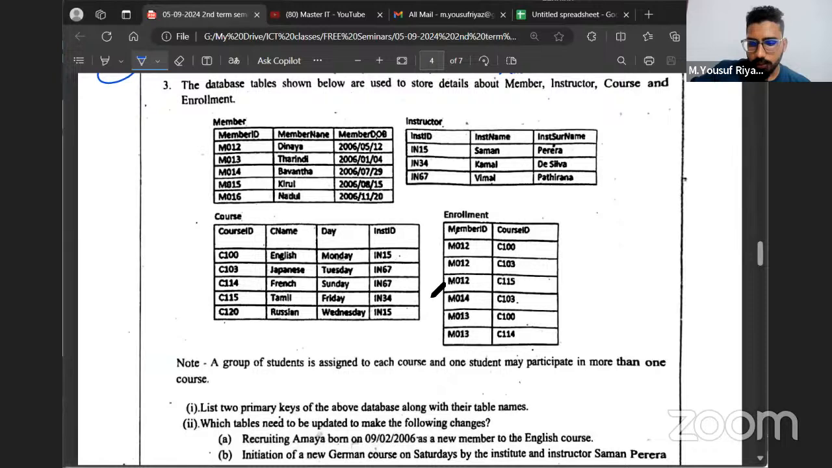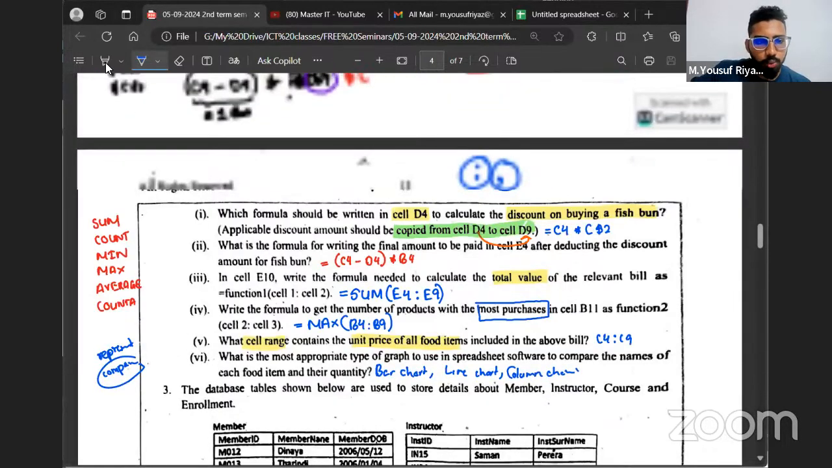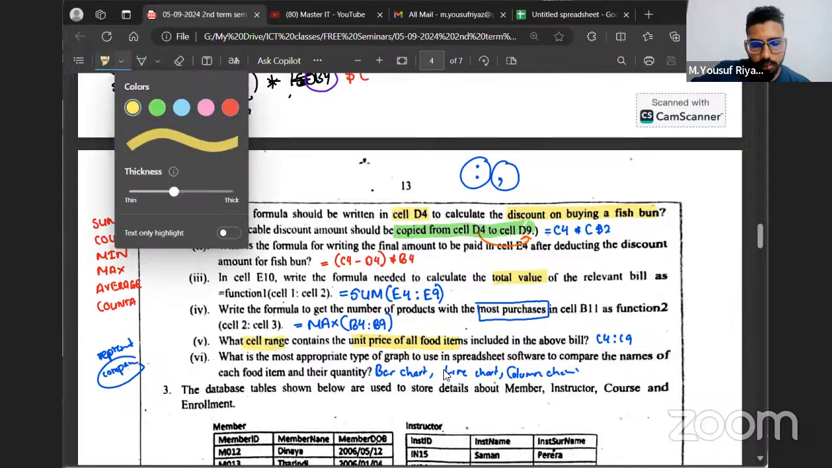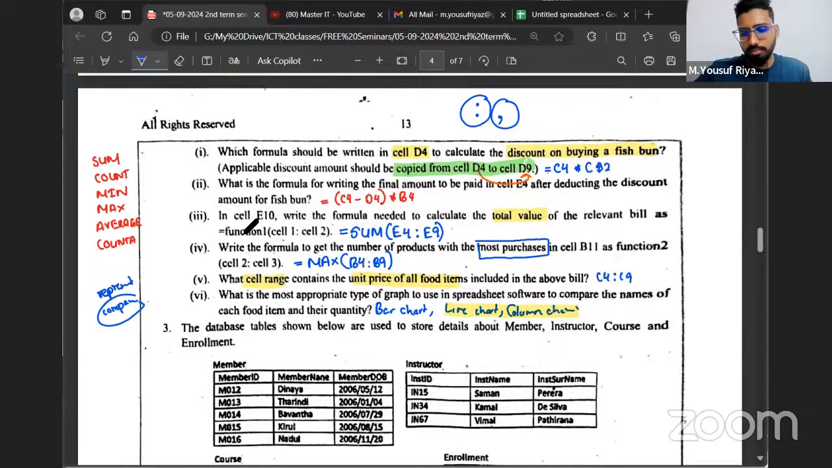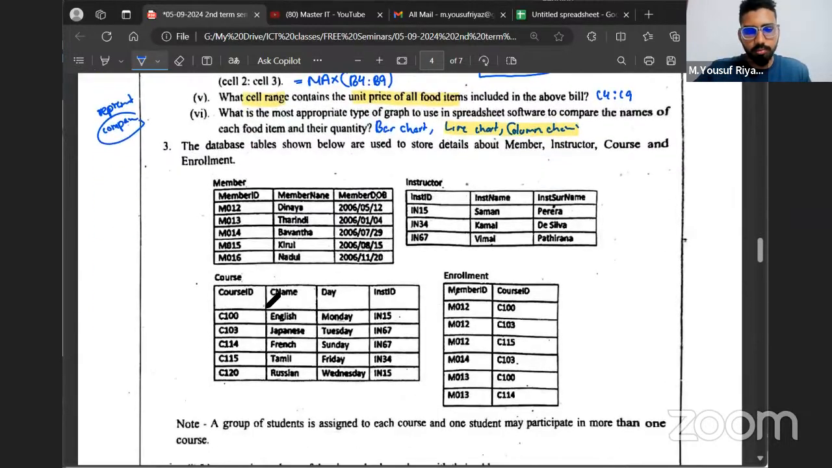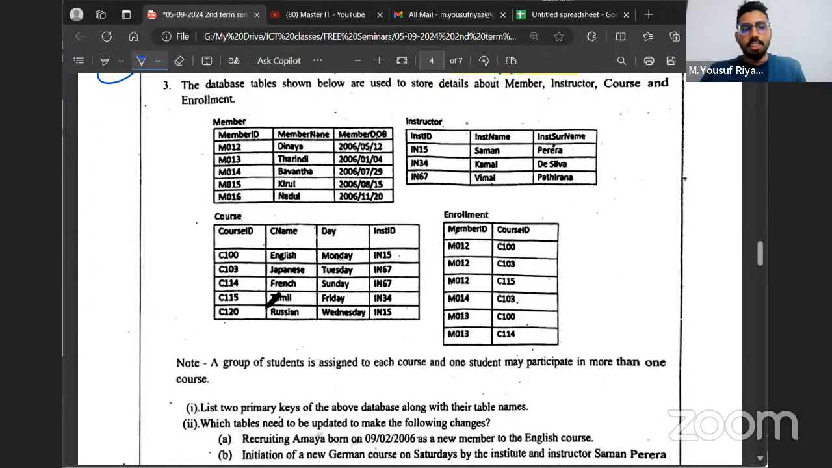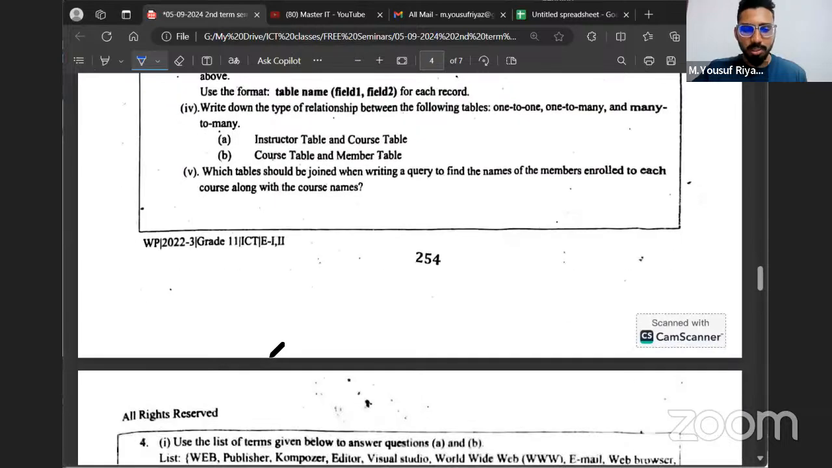Okay, next. Out of these, what is the most appropriate one? I would actually choose either line chart or else column chart. It's more nice. Because bar is horizontal, it's ugly. Just for neatness purpose only.